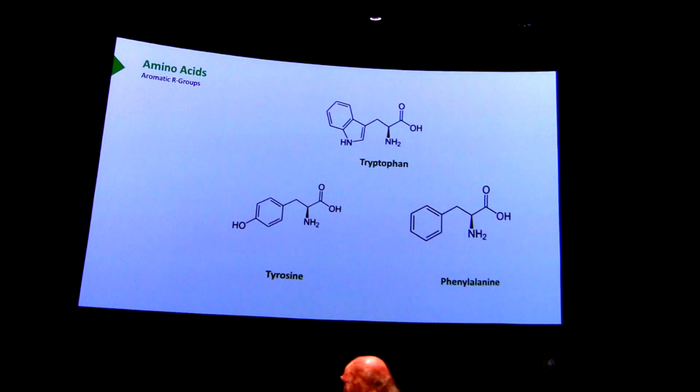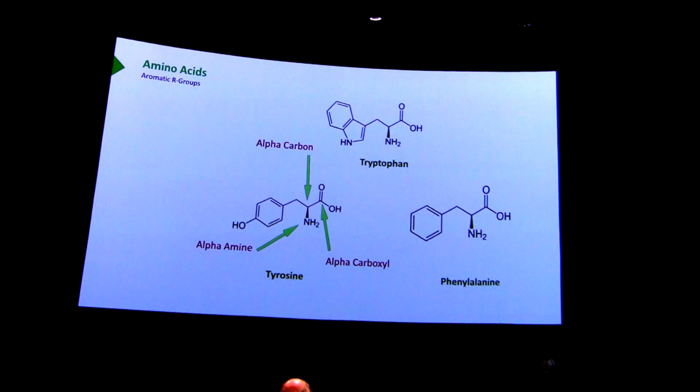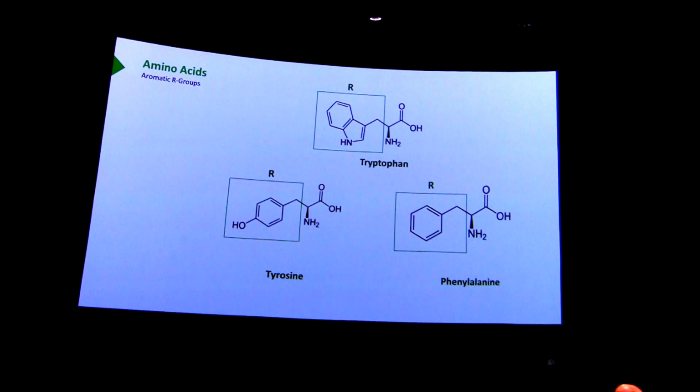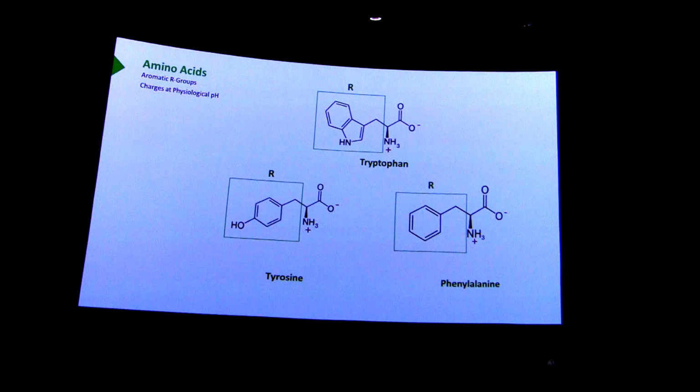Okay. Let's take a look at the structures that you're not going to need to memorize. You see why they're categorized the way they are. Here are the aromatics. The aromatics have an alpha carbon, they have an alpha amine, they have an alpha carboxyl, just like every other amino acid. They all have at least one benzene ring in there. Tryptophan's the most complicated. Tyrosine and phenylalanine are related, the only difference being a hydroxyl group on the tyrosine. That's what it looks like when they ionize at physiological pH. You see the NH3 plus and the O minus. Right? Overall charge in these cases of 0. Okay?